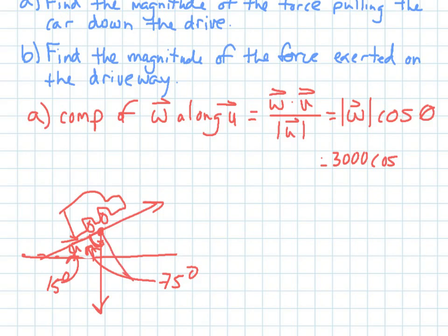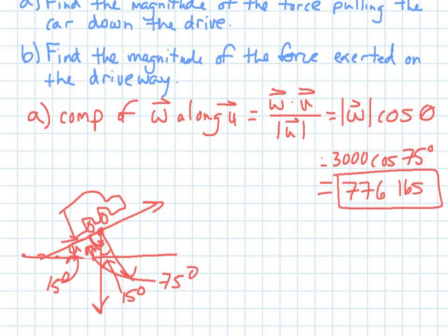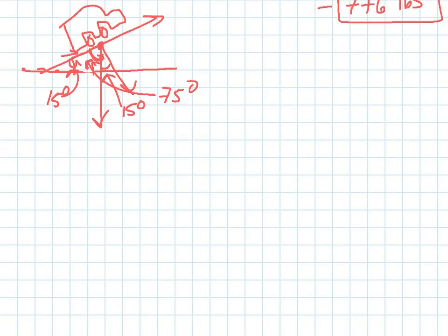For the other one, for V, you'll use this part, and so that one will actually end up being 15 degrees. So you have 75. If I punch that into my calculator, I get 776 pounds. That's the force. Okay.